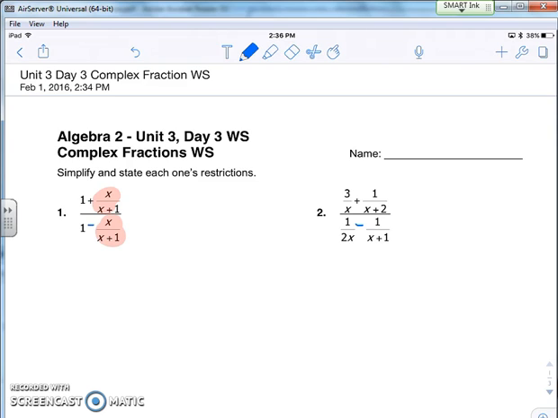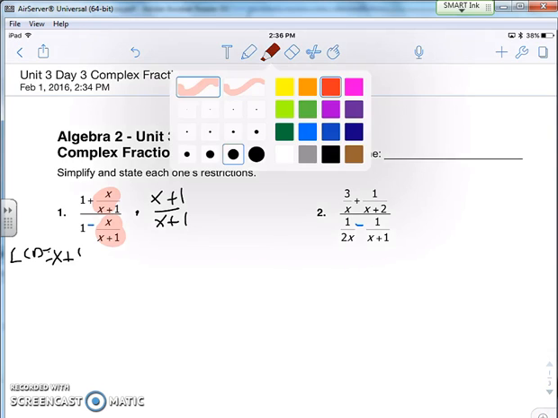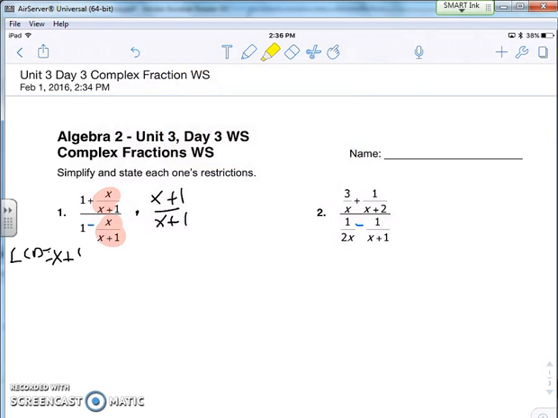So when I look at this first one, I notice that my LCD between all the little fractions is x plus 1. So the LCD is x plus 1. And instead of trying to get everything to have the same LCD, we're going to multiply the numerator by x plus 1 and the denominator by x plus 1. The value of this fraction is 1, so when I multiply the original fraction by 1, it doesn't change the value.